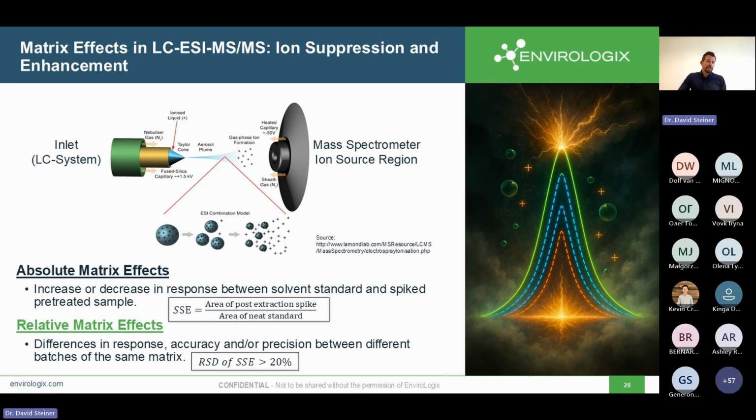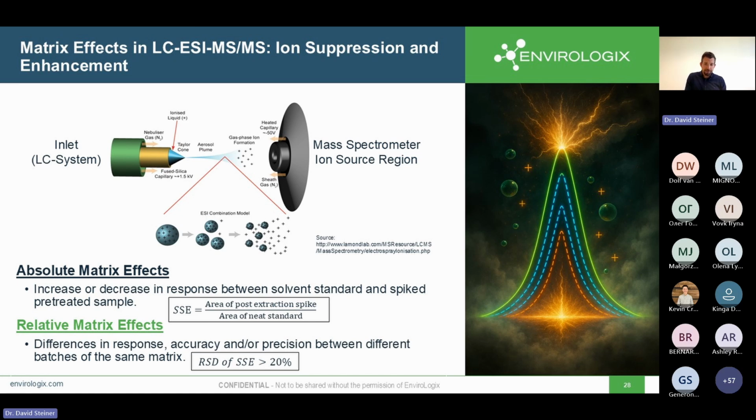Generally, matrix effects can be classified as absolute and relative matrix effects, whereby the absolute effects compare a standard in a pure solvent versus, for example, a spiked sample.